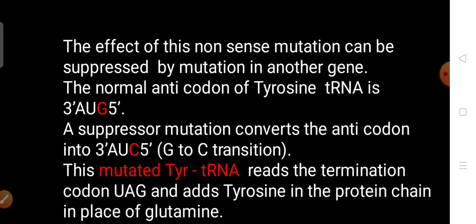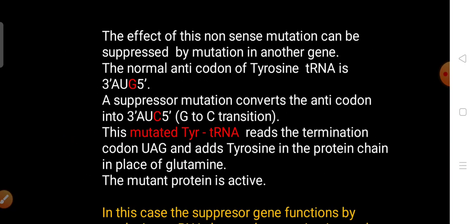Now this AUC is mutated tyrosine tRNA. This is tyrosine tRNA. It is going to add the amino acid tyrosine, but it is mutated. Originally it is AUG. Because of a suppressor mutation, it has been converted into AUC. Now this mutated tyrosine tRNA having the anticodon AUC reads the termination codon UAG. It can pair with the termination codon UAG and add tyrosine in the protein chain instead of glutamine.